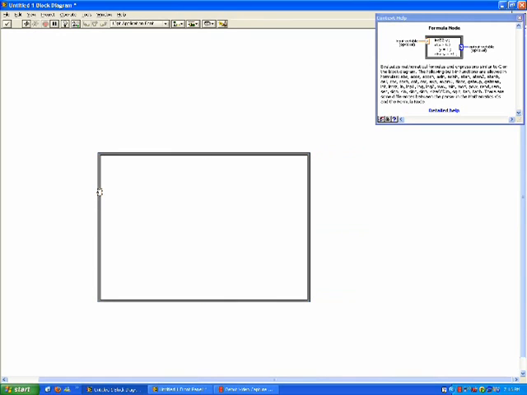Let's call this one A. Let's add another two called B and C. Let's now add three outputs. Click, then right click and click on add output. Let's call them X, Y, and Q.